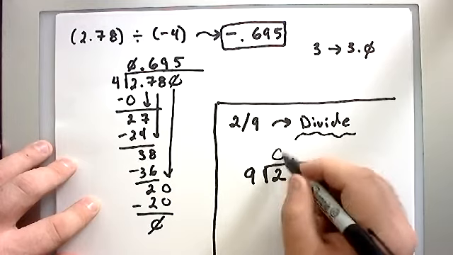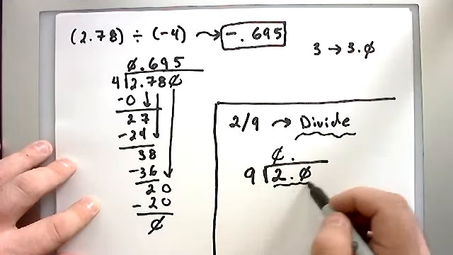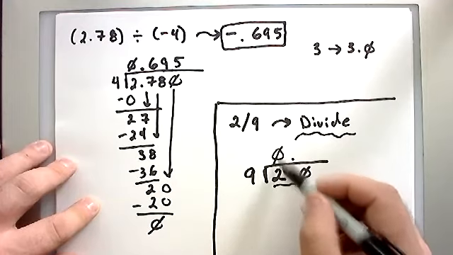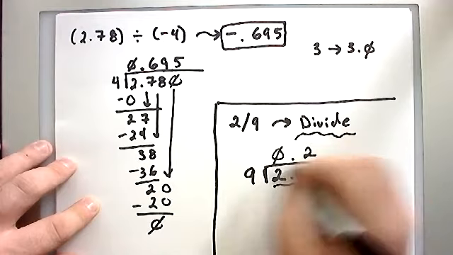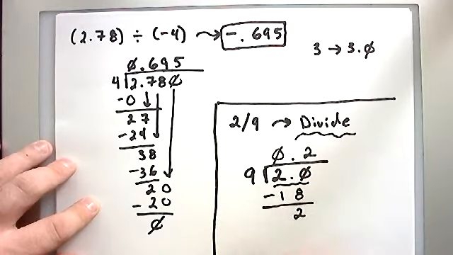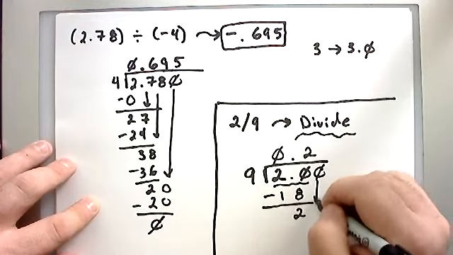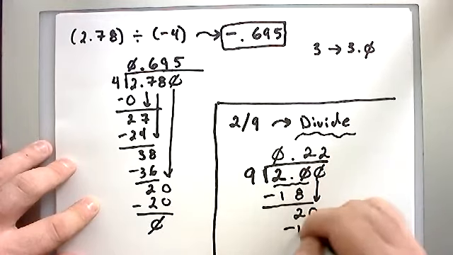9 goes into 2, 0 times. So I did it out last time. Remember, if you want to skip over to the 20, you can. Just make sure you put a 0 for the 2. 9 goes into 20, what? Twice. 2 times 9 is 18. Subtract and we get a 2. Remember what we said last time. If it doesn't end, you have to keep bringing down zeros until it does. So I'll bring down a 0. 9 goes into 20, 2 times. 2 times 9 is 18.